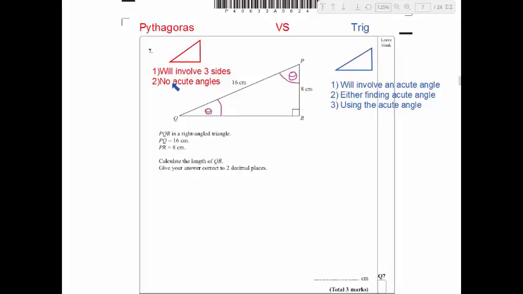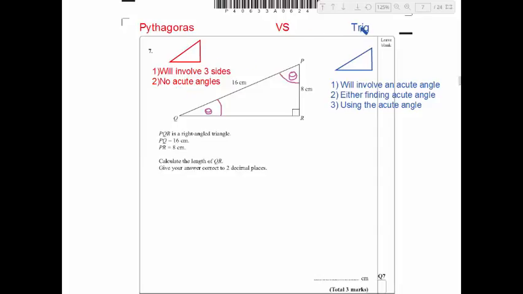The final point for Pythagoras is that it will involve no acute angles. Now, okay, we have a right angle here, but these angles, which are acute angles, less than 90 degrees, are not marked on the actual question. I've just put these in purple. But the question as it stands, printed on the paper, just had a blank space here and a blank space there, had the right angle there, but the telltale sign for Pythagoras is it involves no acute angles. You're not using them, and you're not finding them.